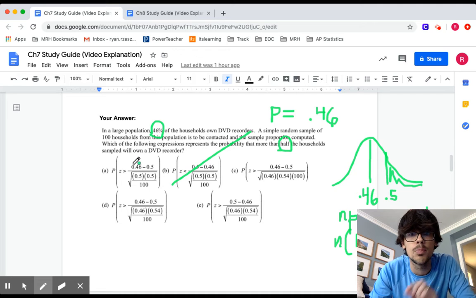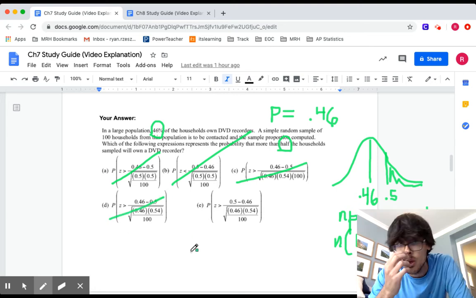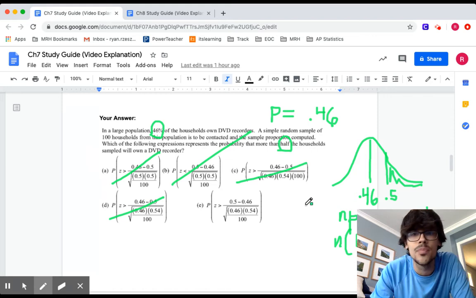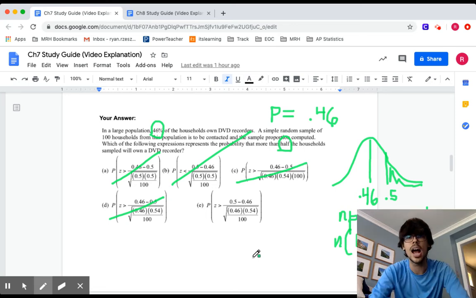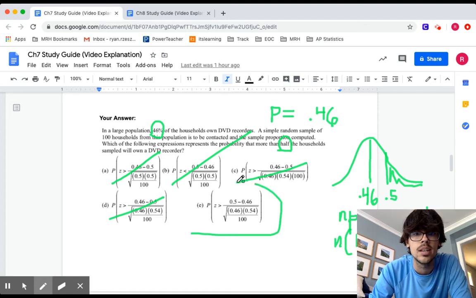So I'm looking for a 0.5 minus a 0.46, meaning that this and this, and actually this, are wrong as well. The only thing left to us here is to figure out the bottom. So it's value minus mean divided by standard deviation. And the formula for that is your square root of p times 1 minus p over n. I would use the 0.46 for my p, not the 0.5. So the correct answer on this guy is choice E.